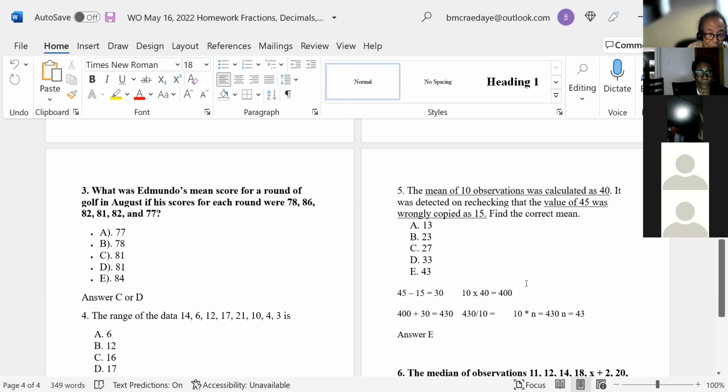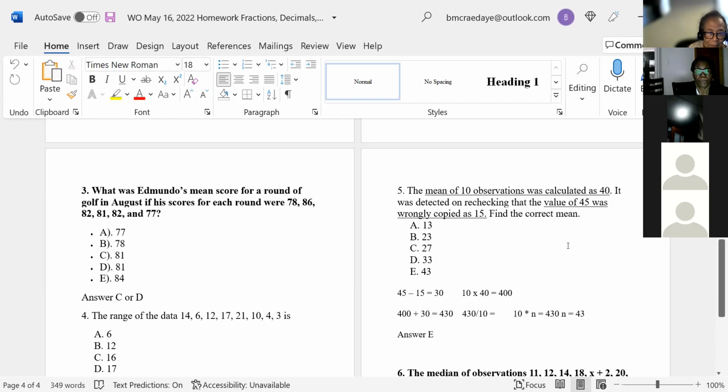So that's 400. That's what I didn't understand, miss. It said the mean of 10 observations was calculated as 40. How did you get the 40? You got the 40 by the total divided by 10. What total divided by 10 gives 40? 400.